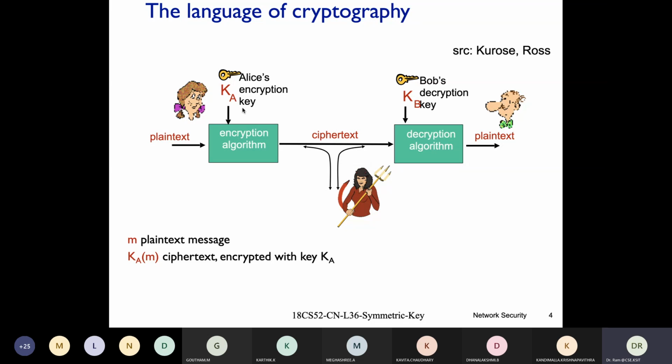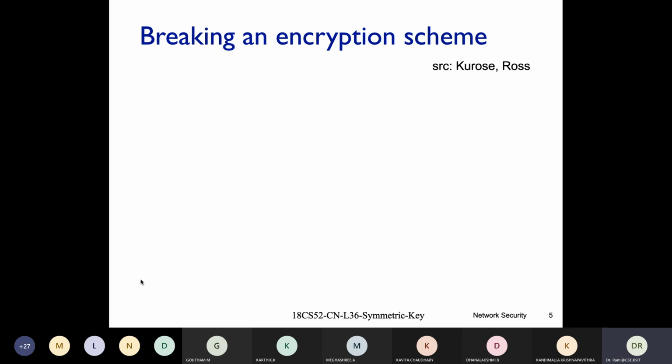If both keys KA and KB are the same, then it is called symmetric key encryption. If the two keys KA and KB are different, then it is called asymmetric key implementation. So in this case, to retrieve the message, Bob would apply the algorithm and the key KB on the ciphertext and get the original message back. And that is the primary basic principle of cryptography.